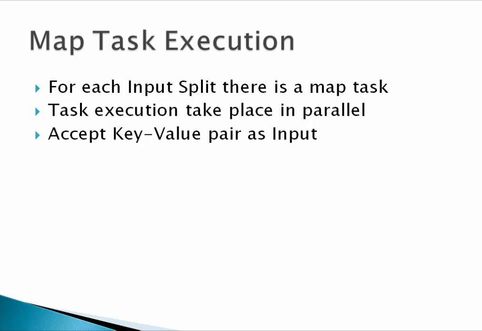The map function takes a key value pair as input and produces zero or more intermediate key value pairs as output. These intermediate key value pairs are fed to the shuffle and sort job, and ultimately to the reducer job.